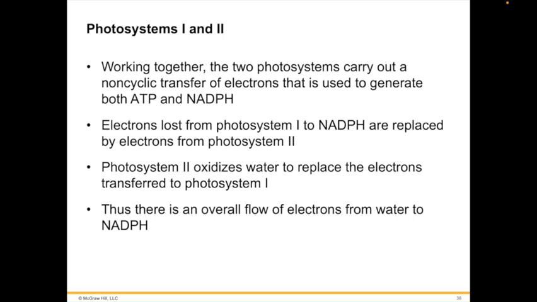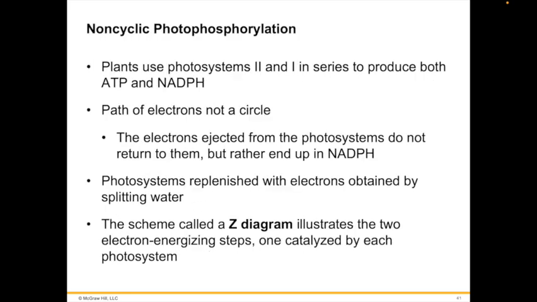One photosystem absorbs preferentially in red and the other in the far red. Plants use photosystems 2 and 1 in series, first one, then the other, to produce ATP and NADPH. This two-stage process is called non-cyclic photophosphorylation. It's called non-cyclic because the path of electrons is not in a circle. The electrons ejected from the photosystems do not return to them, but rather end up at NADPH. The photosystems are replenished with electrons by splitting water.